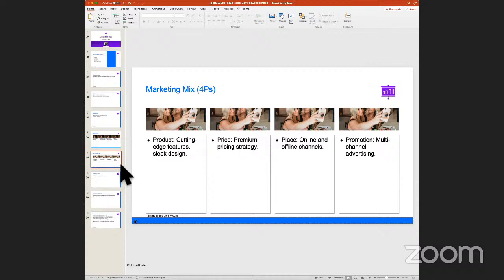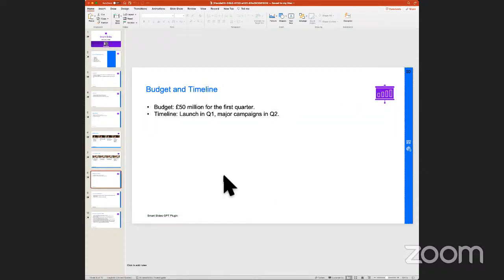Then they'll talk about the marketing mix in terms of how it will position the product, pricing, promotion, and, in general, how the product is going to be introduced, from which channels they will promote the product. That is going to be done in the marketing plan.